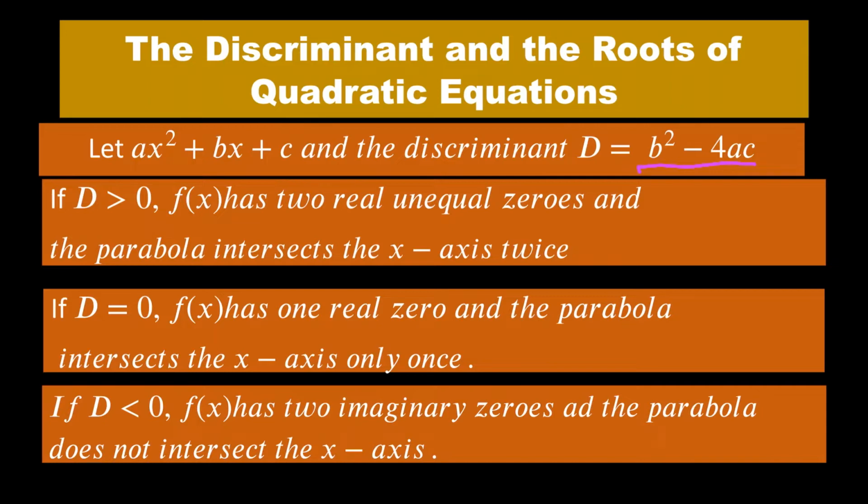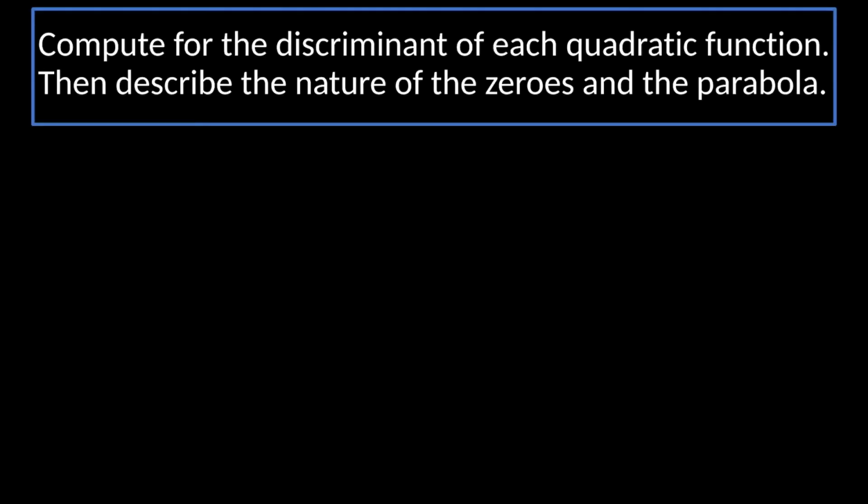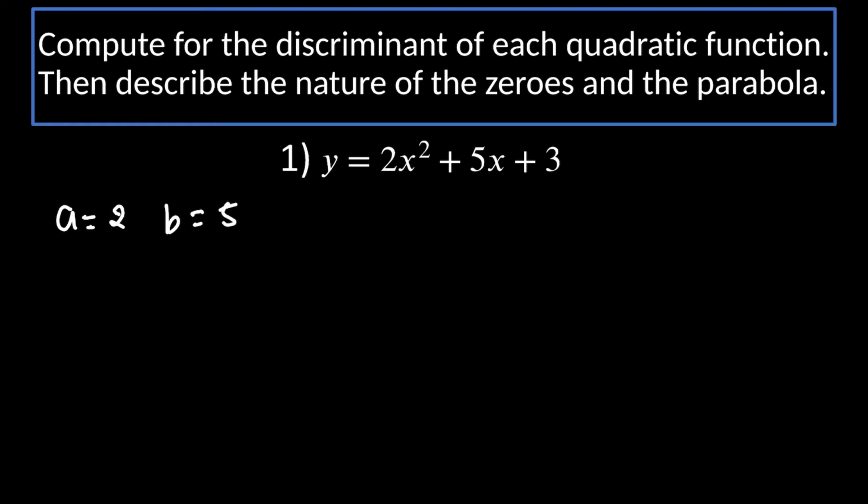Now, for you to better understand this, let's have some examples. Let's try to compute the discriminant of each quadratic function, and then describe the nature of the zeros and the parabola. We have here y equals 2x squared plus 5x plus 3. The value of a here is 2, b is 5, and c is 3.